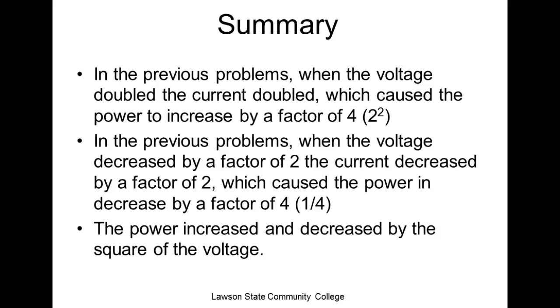The previous problem, of course, we've already worked this. When the voltage doubled, the current doubled, which caused the power to increase by a factor of what? 4, 2 squared. In the previous problem, when the voltage decreased by a factor of 2, the current decreased by a factor of 2, which caused the power to decrease by a factor of 4. But it's going down, so it's going to be 1 over squared, right? The power increases and decreases by the square of the voltage.